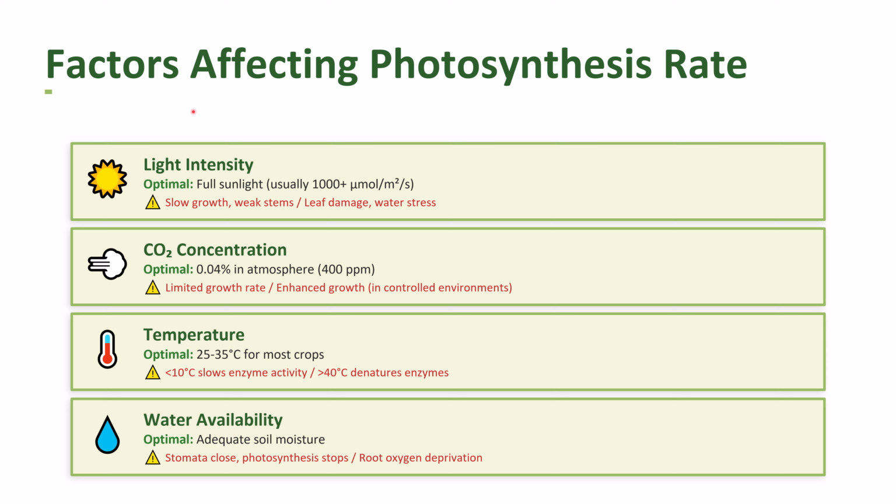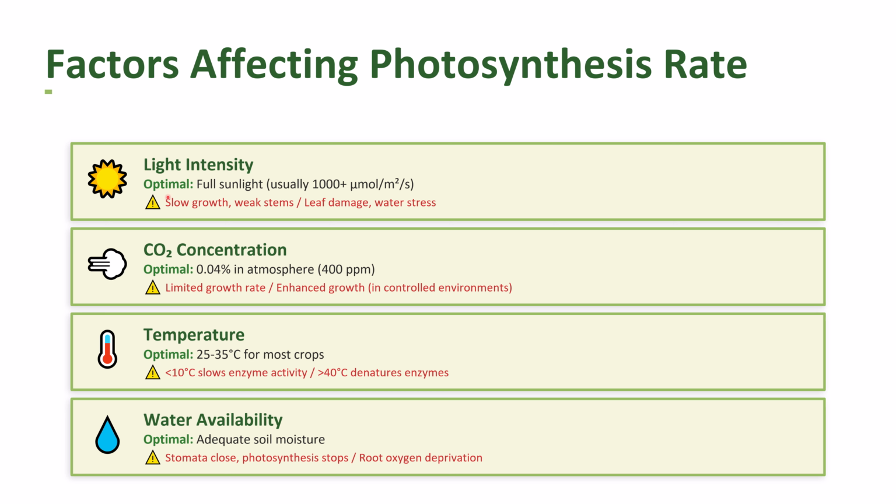Even if a plant has everything it needs, it might not grow at the same speed all the time. The speed of growth depends on these four environmental factors. Factors affecting photosynthesis rate. First is light intensity, then carbon dioxide concentration, temperature, and water availability.